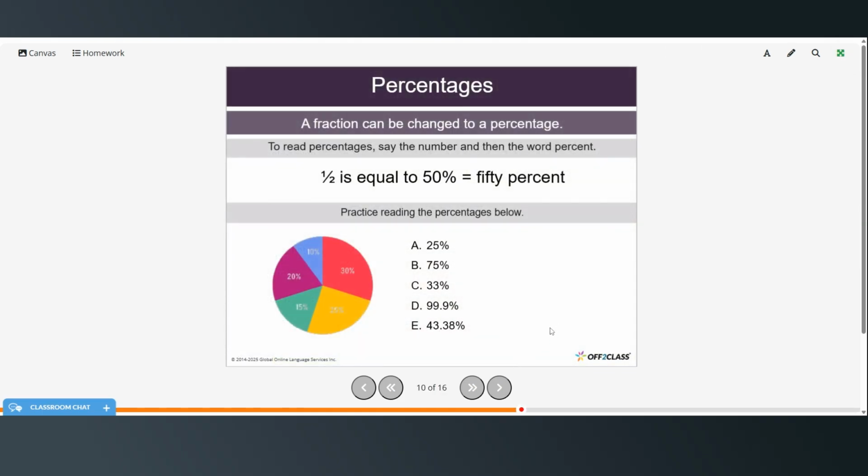So a fraction can be changed to a percentage. So to read percentages, we say the number and then the word percent. So 1/2 is equal to 50%. So if we practice reading the percentages below, we have 25%, 75%, 33%, 99.9%, and 43.38%.